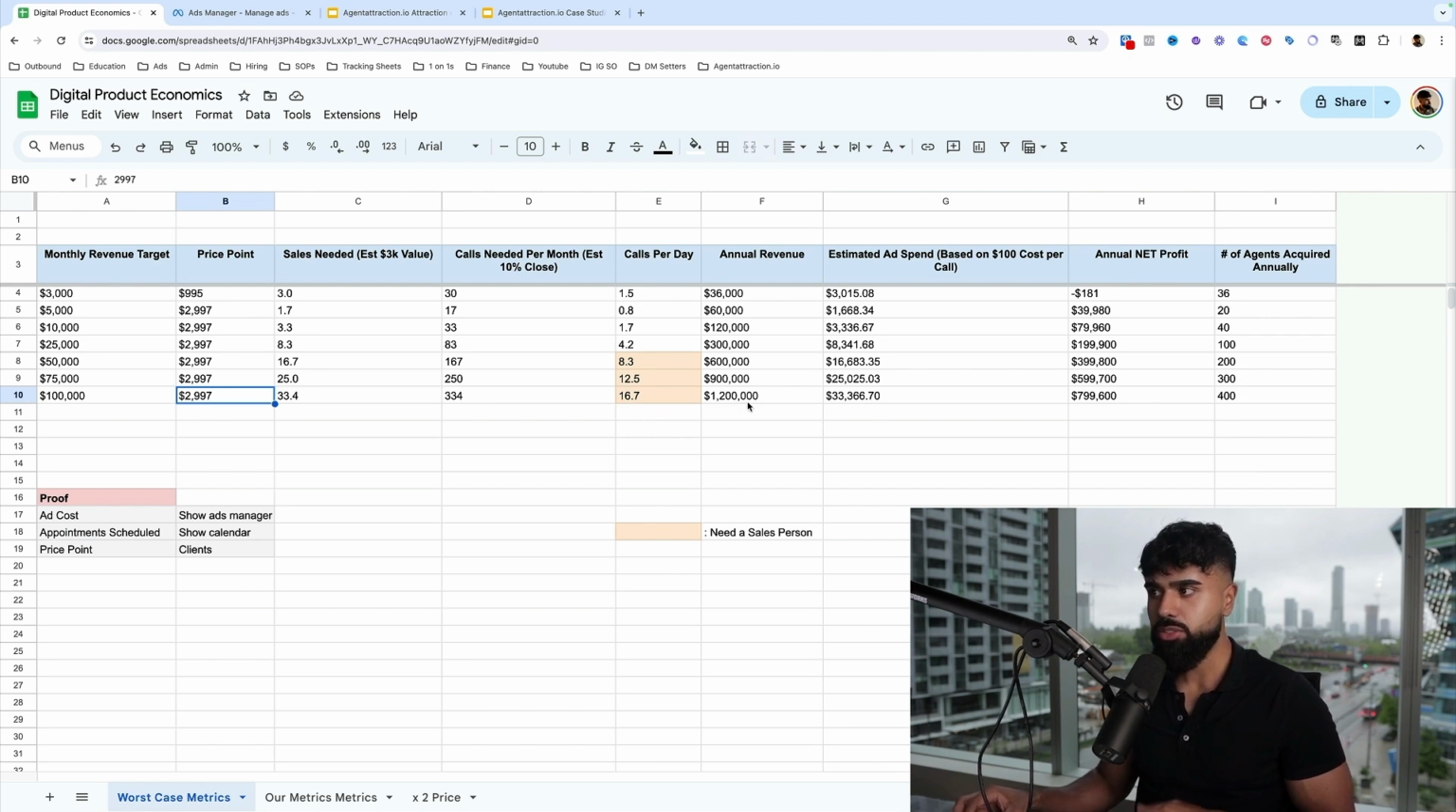At the end of the year, you will make 1.2 million just with your digital product business. And worst case scenario, you will have to spend about 30 to 35,000 a month to make back 100,000. But the best part of all is you will have acquired 400 agents at the end of the year.